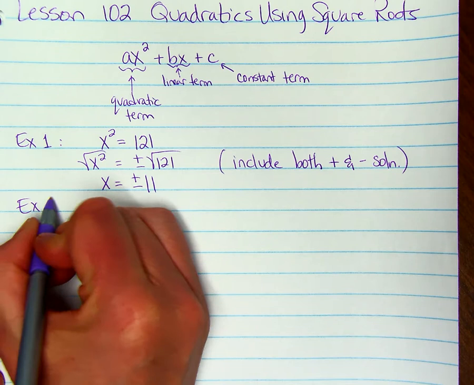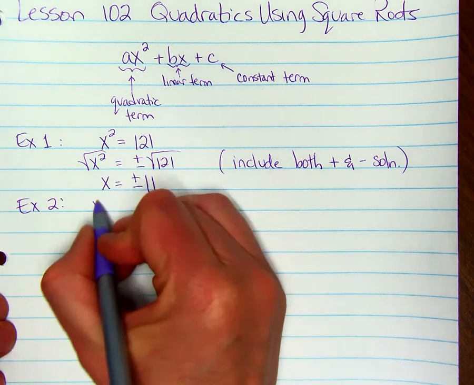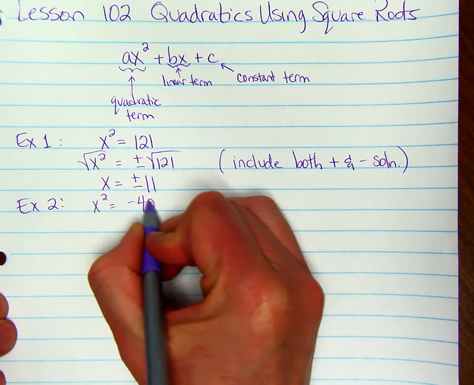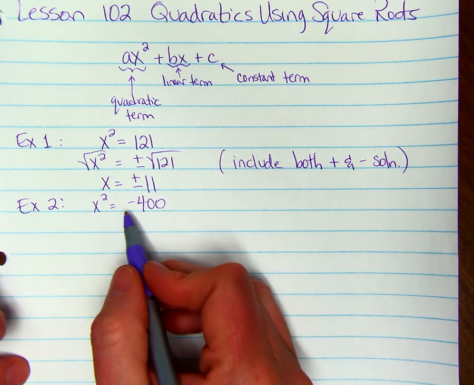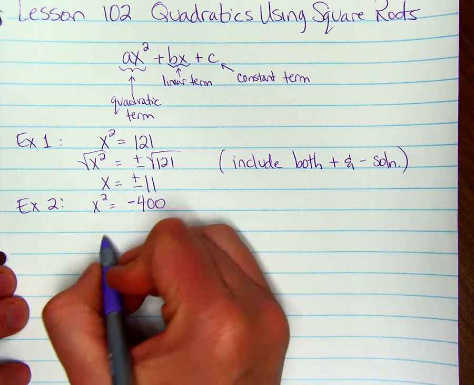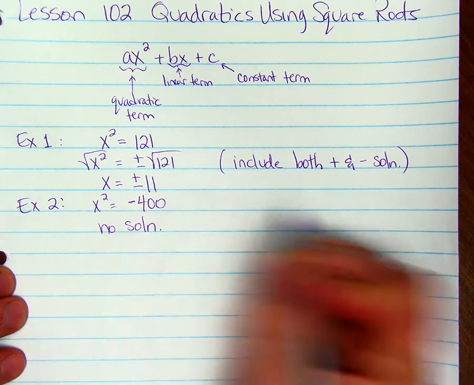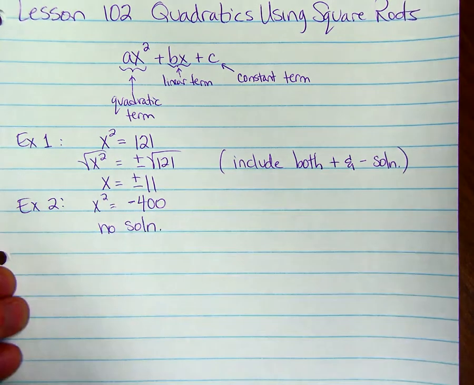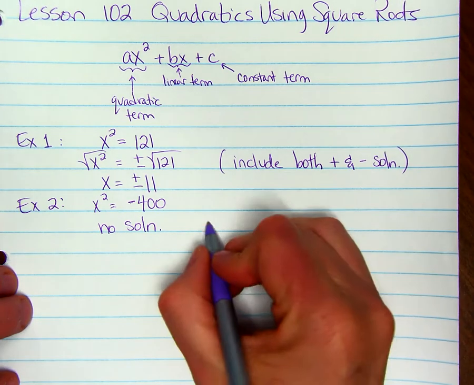Example 2, x squared equals negative 400. There's no way you can square a number and get a negative answer, so there is no solution. We cannot take the square root of a negative number.